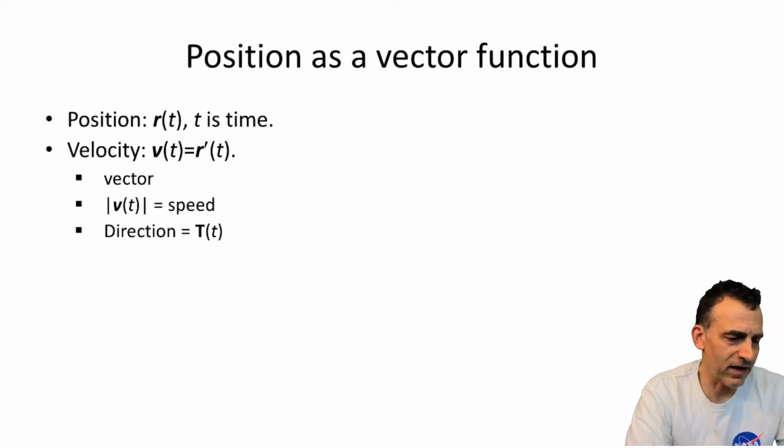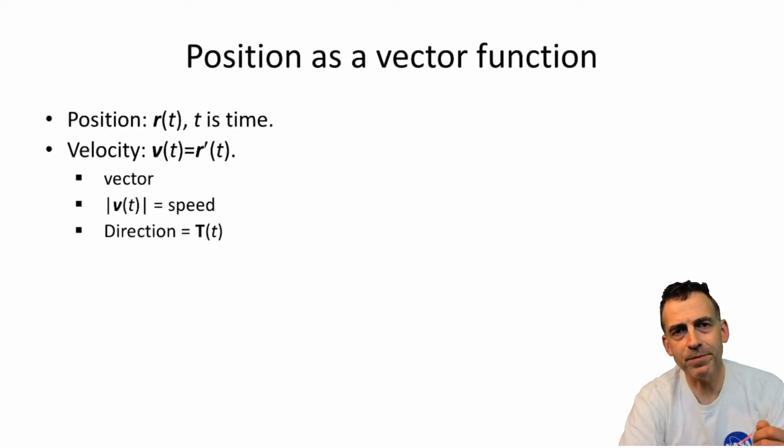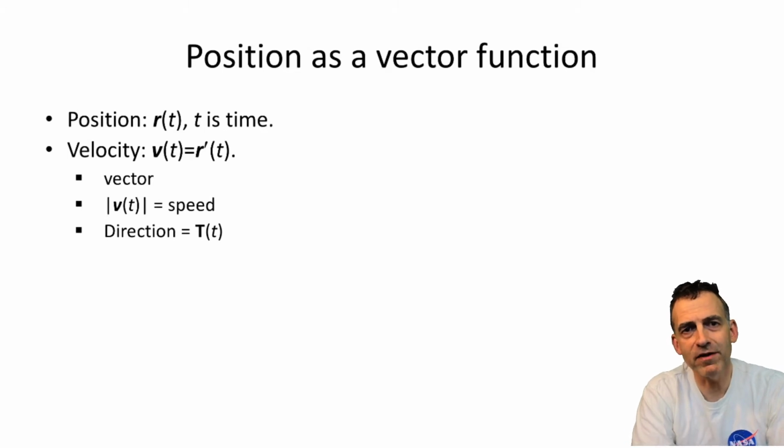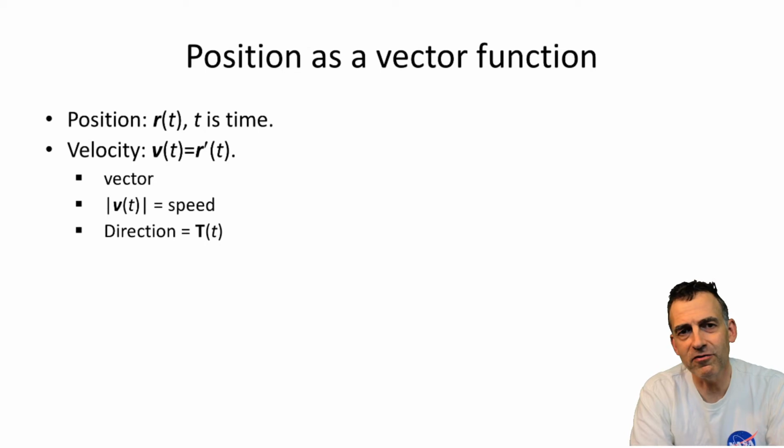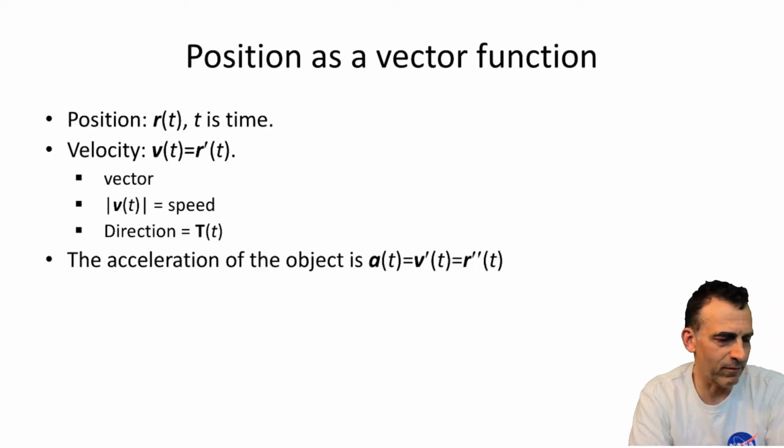So the direction of your velocity is the unit tangent vector. The unit tangent vector is you just take the velocity and divide it by its magnitude, turn it into a unit vector. We'll do this in some of the examples.